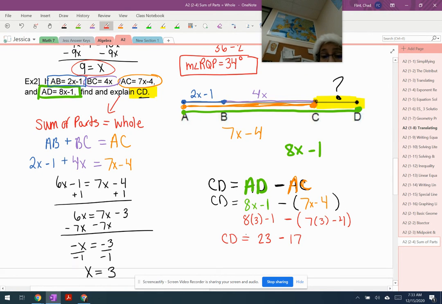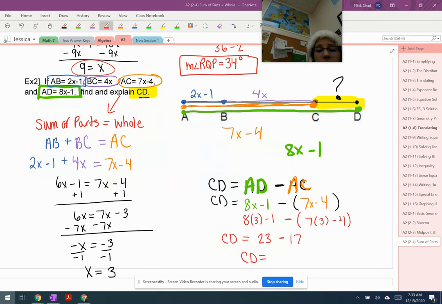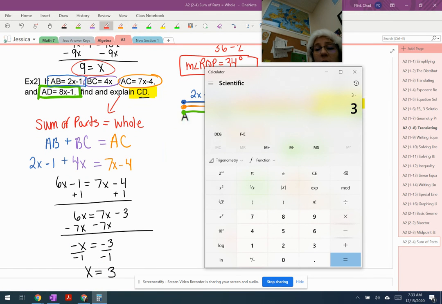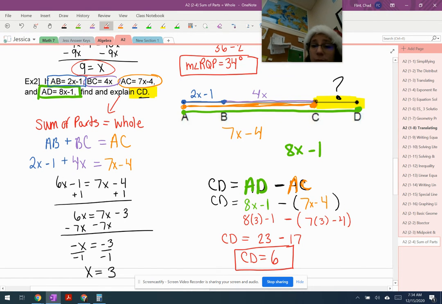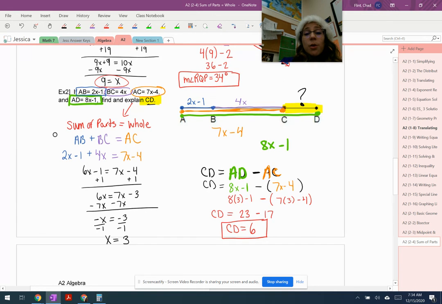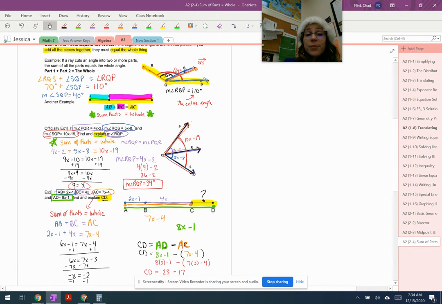So CD is equal to 23 minus 17, which is, I don't know. I don't want to do that in my head. 23 minus 17. Yeah, no, I got nothing. Yeah, I hate this calculator. 23 minus 17. 6. So CD is equal to 6. So make sure that you're using that explanation, make sure you're color coding, and yeah, use those notes.